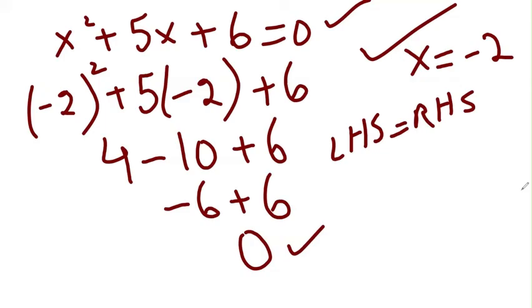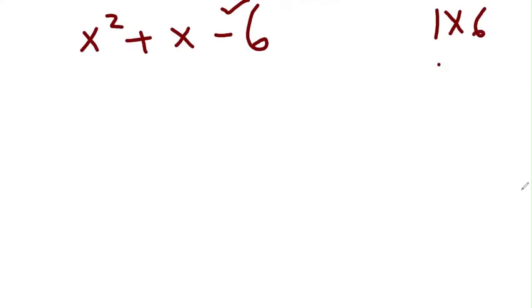Now let's start with another question. X squared plus X minus 6. Okay, so here you have to make factors of the third term. What is the third term? Third term is 6. So I'm going to make the factors over here. 1 multiplied by 6 and 2 multiplied by 3. These are the only two factors of 6. I'm not saying negative 6. Make only the factors of 6.